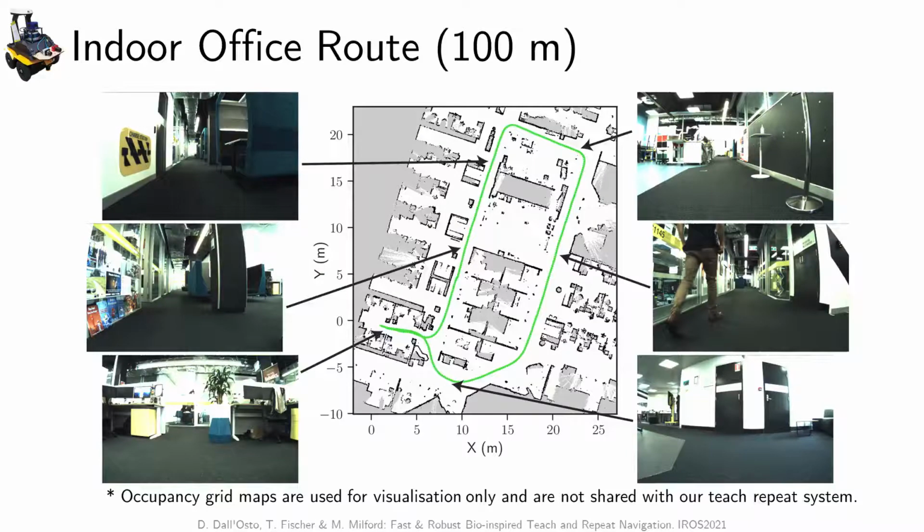We first tested on a 100-meter route in the office of the QUT Center for Robotics. A high-resolution occupancy grid map of this space was available and used for LiDAR-based localization of the Jackal robot during the runs. This was only used for diagnostic purposes as a proxy for ground truth position data and never shared with our teach and repeat system.